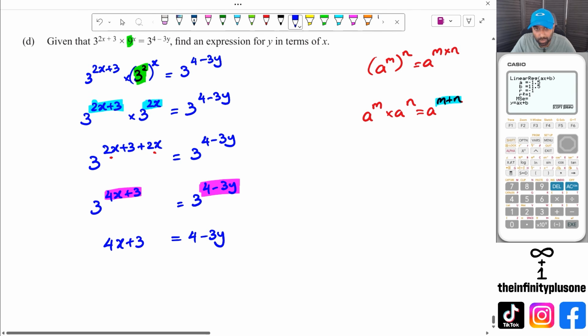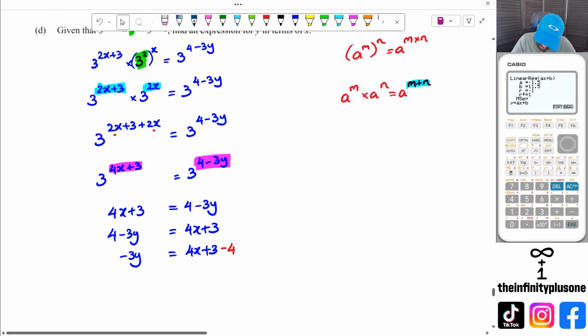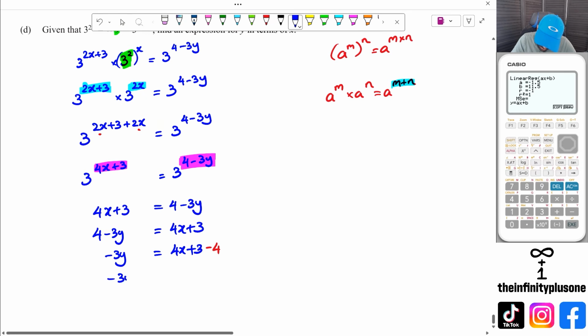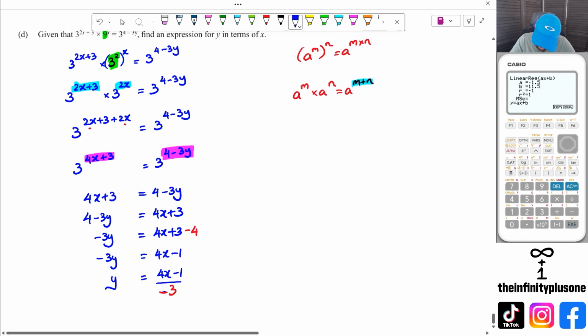Next, we want y on the left hand side. So I'm just going to rewrite this as 4 minus 3y equals 4x plus 3. Then I've got negative 3y equals 4x plus 3 minus 4. And that's going to give me negative 3y equals 4x minus 1. And then y is equal to 4x minus 1 divided by negative 3. Now, some people like to get very protective about negatives being in the denominator. So we can just rewrite this as negative 4x plus 1 over 3.